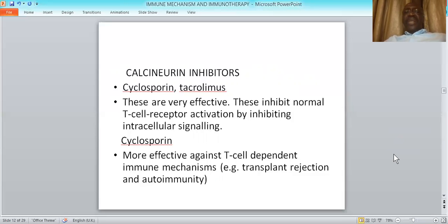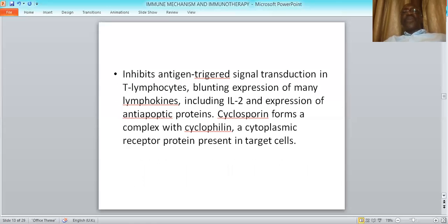We first start by looking at cyclosporine. Cyclosporine is more effective against T cell dependent immune mechanism, that is transplant rejection and autoimmunity. Transplant rejection and autoimmunity are things that are caused more by the T cells. It's the T cells that are really active against transplant and active in autoimmunity or autoimmune diseases.